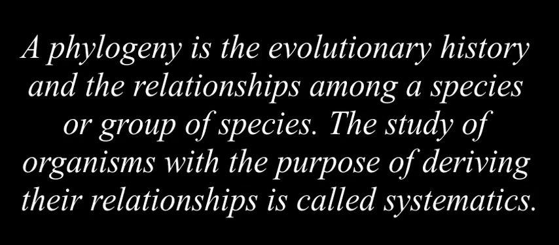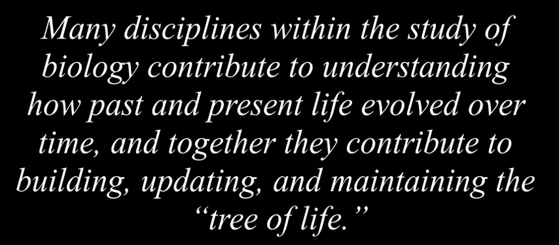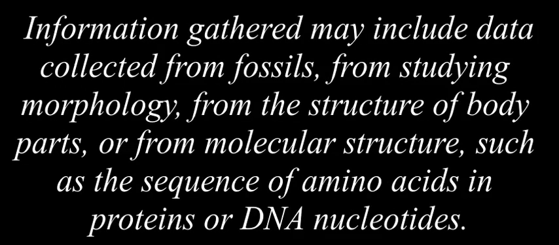A phylogeny is the evolutionary history and the relationships among a species or group of species. The study of organisms with the purpose of deriving their relationships is called systematics. Many disciplines within the study of biology contribute to understanding how past and present life evolved over time, and together they contribute to building, updating, and maintaining the tree of life. Information gathered may include data collected from fossils, from studying morphology, from the structure of body parts, or from molecular structure, such as the sequence of amino acids in proteins or DNA nucleotides.